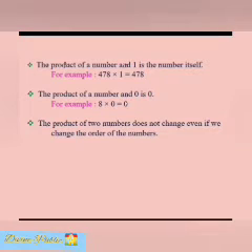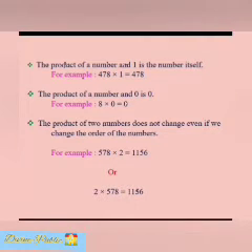The product of two numbers does not change even if we change the order of the numbers. For example, you can see 578 multiplied by 2 equal to 1156, or 2 multiplied by 578 equal to 1156.